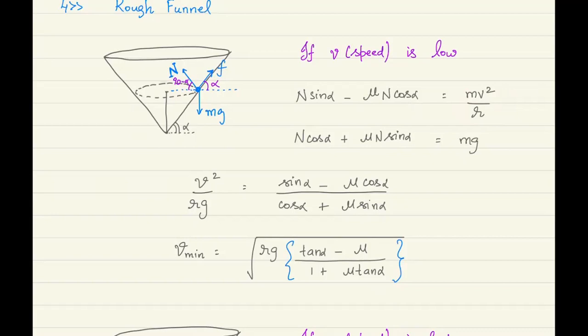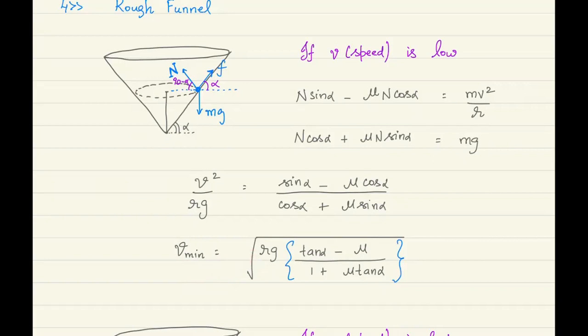Likewise, in the vertical direction, the net force must balance. So n cos alpha and mu n sine alpha vertical components should balance the weight of the object. You solve the two equations. Basically, you divide so that n gets cancelled out, and you get one relation for v square, from which you can get the v value. That v value is the minimum speed with which the particle could move in a circle for a particular radius r of the circle. For a particular radius, the minimum speed with which the particle can move will be this expression.